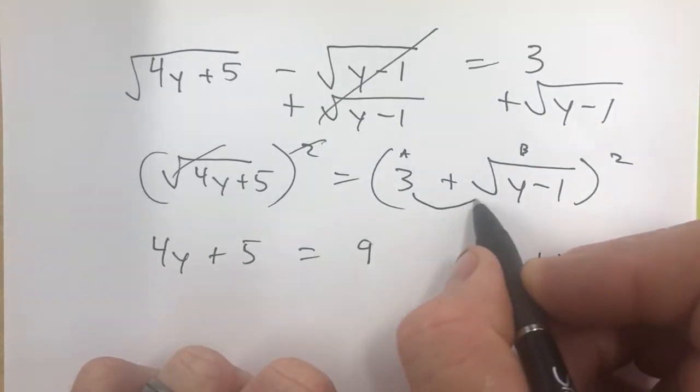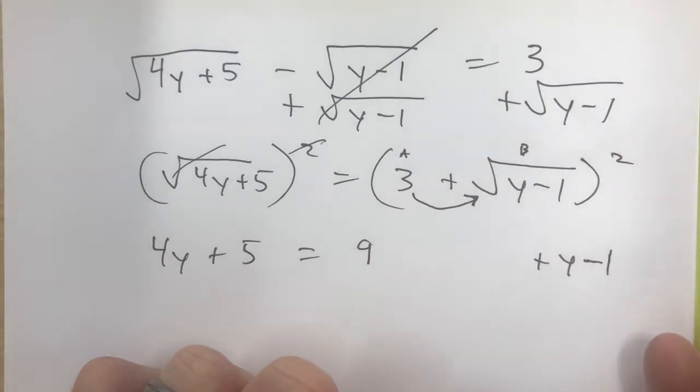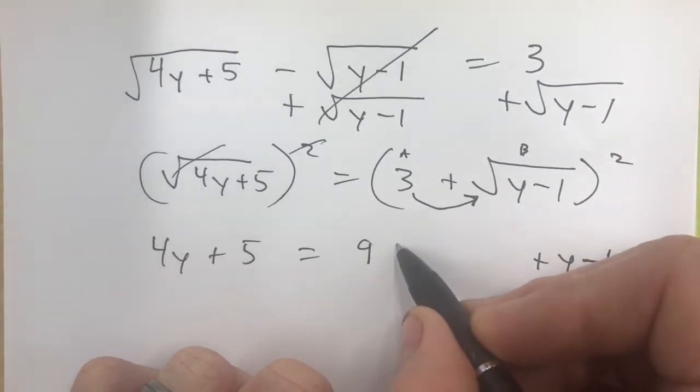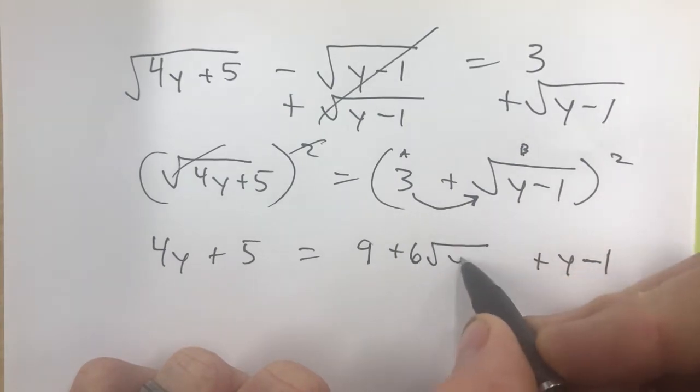But then I got to multiply 3 times this radical and double it. Well, 3 times that radical would be 3 radical that, and then double it would be 6 radical that, which would be this.